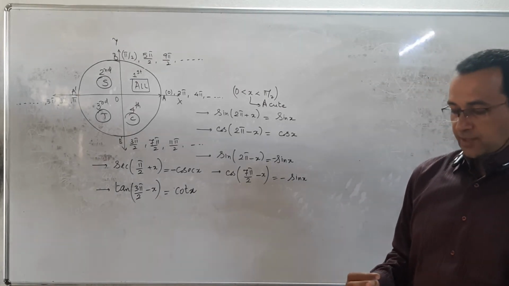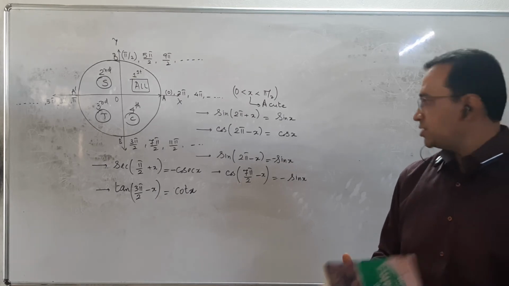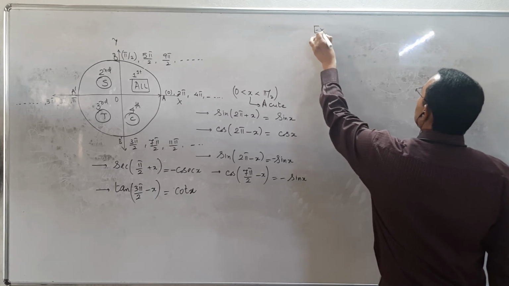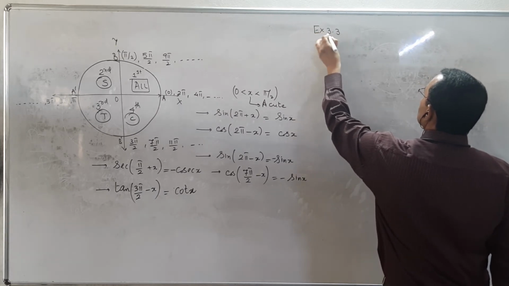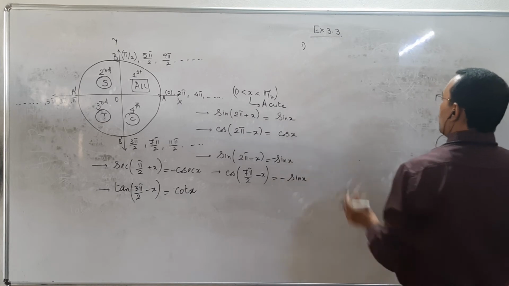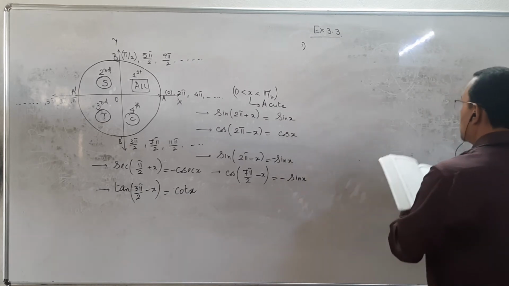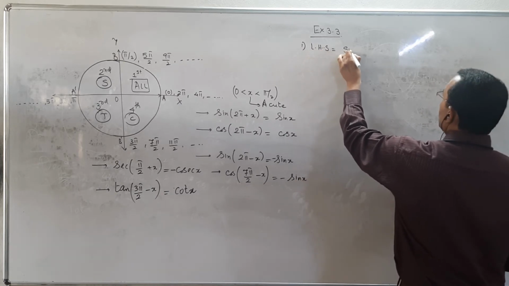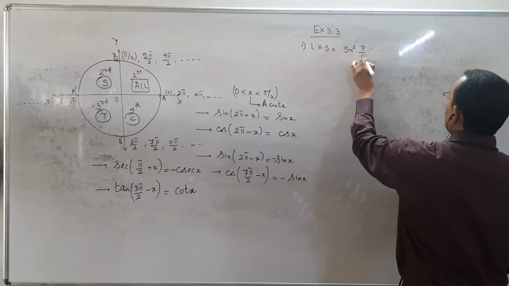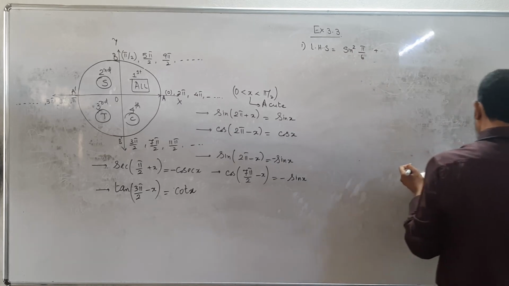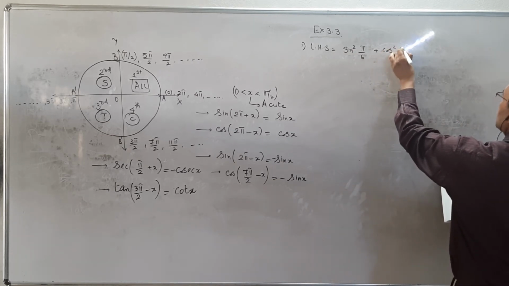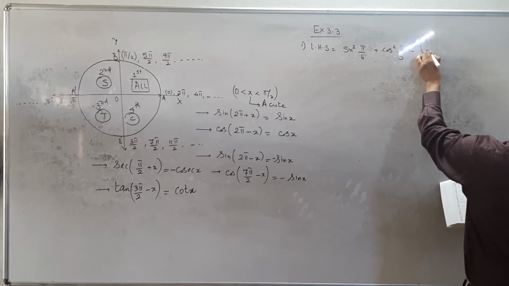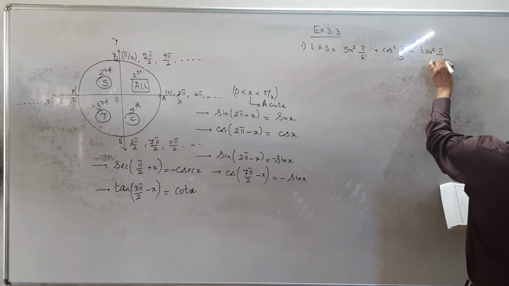Students, exercise 3.3, I am going to do questions 1 and 2. Only two sums. Exercise 3.3, question 1. Prove that, sorry. So LHS is sine square pi by 6 plus cos square pi by 3 minus tan square pi by 4.